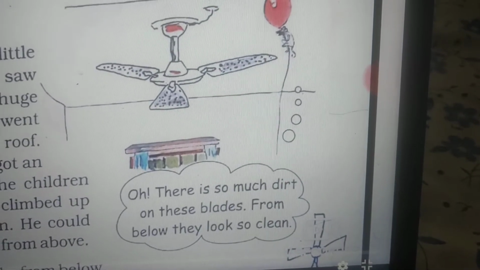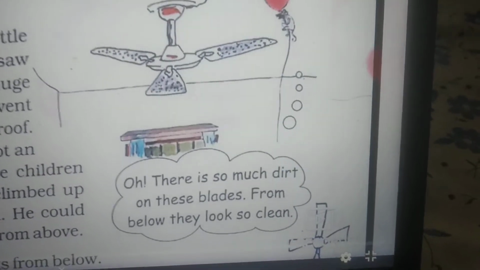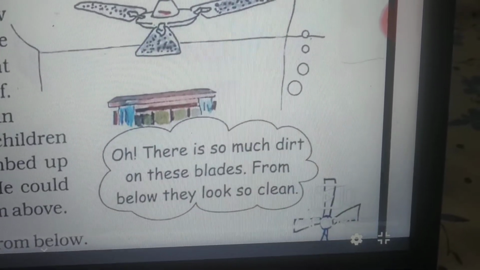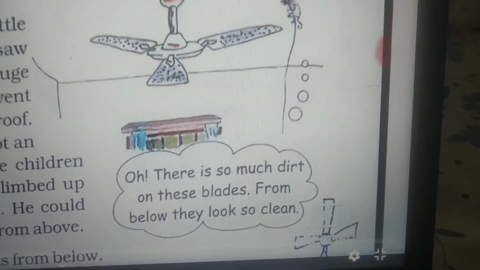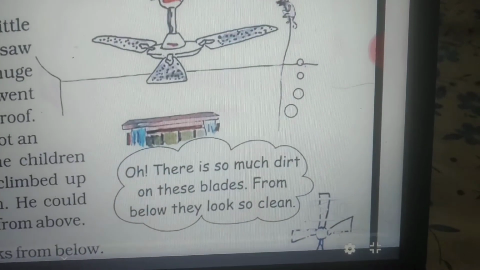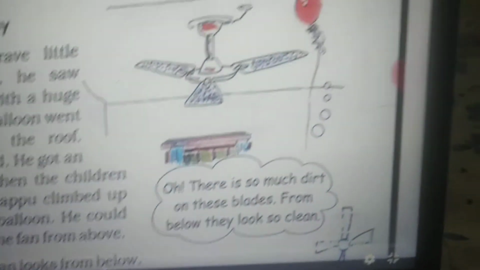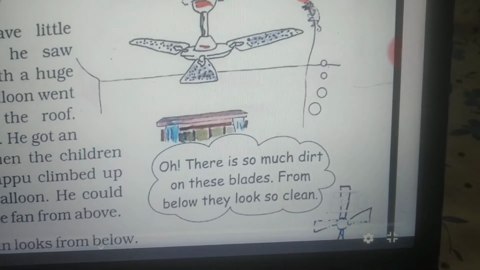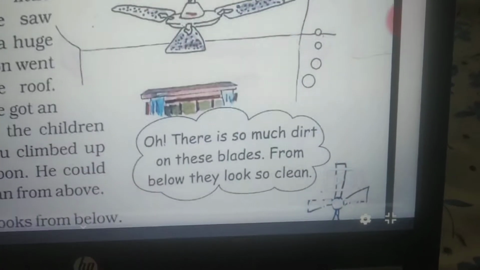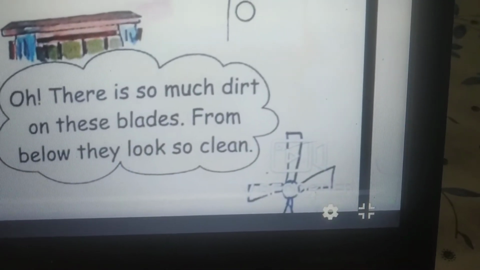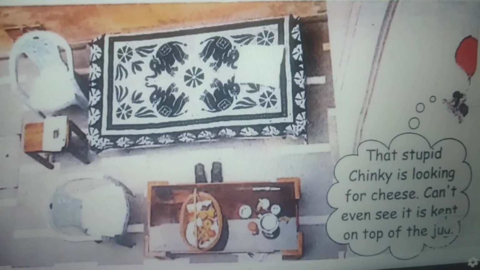Gappu is seeing the blades of the fan from the top and he is saying, oh, there is so much dirt on these blades. From below they look so clean. And we have been asked to draw the blades of the fan when we see them from below. So I have drawn like this. You can also draw in your style.